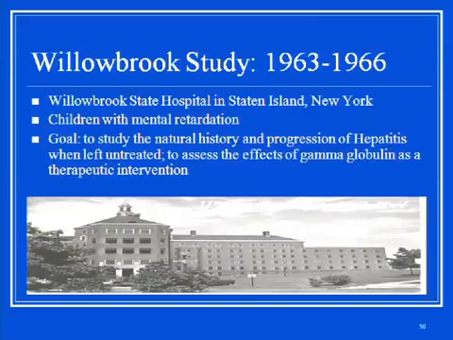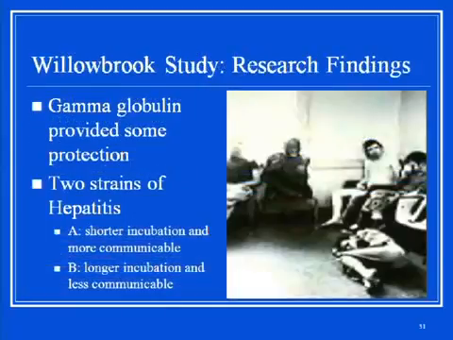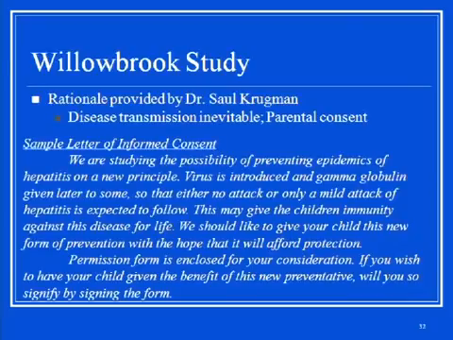And in this particular study, they found two strains of hepatitis, right? They found hepatitis A and B, the shorter versus the longer incubation. One is more communicable than the other. They also found the agent that provided some protection against hepatitis. And the rationale by the doctor who was either the principal investigator or on the study team was that disease transmission was inevitable and that they received parental consent in this case.